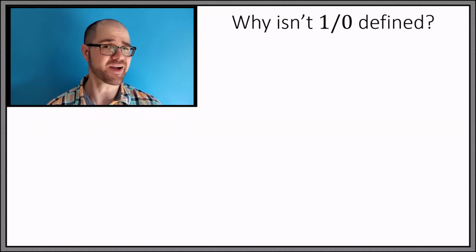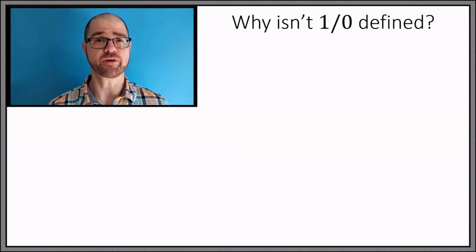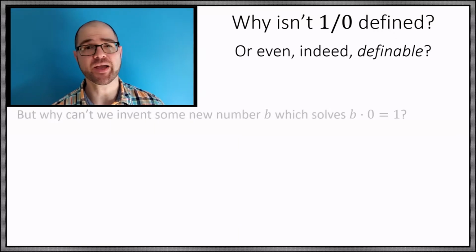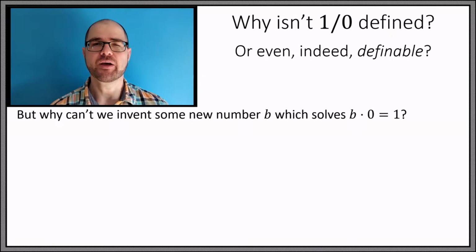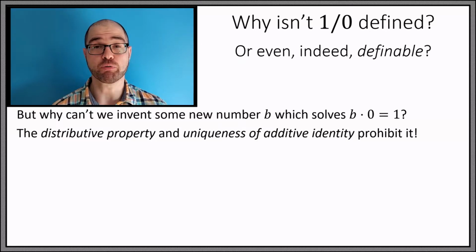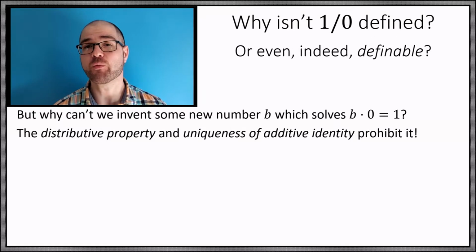Very quickly though, why is there no such thing as 1 over 0? And why can't we just define it however we want to, like we have with prior obstructions? The short answer is that a combination of the distributive property and the provable fact that the only additive identity is 0 prohibit 1 over 0 from having any value at all.